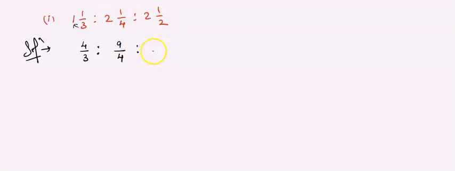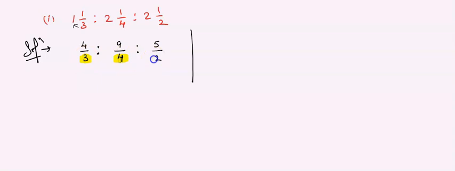For 2 2s, first you write this 2 as it is, the denominator. 2 2s are 4. 4 plus 1 is 5 over 2. Now 4 by 3 is to 9 by 4 is to 5 by 2. Now how to solve this? Very simple. First we have to see the denominators.